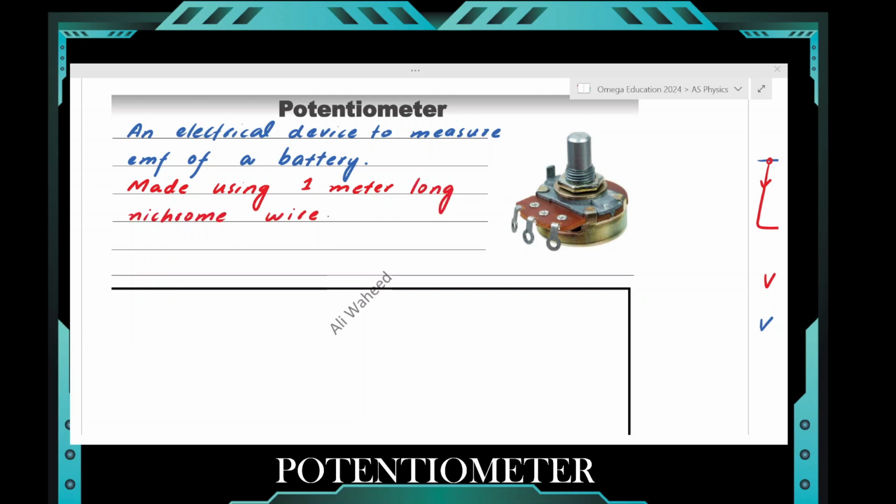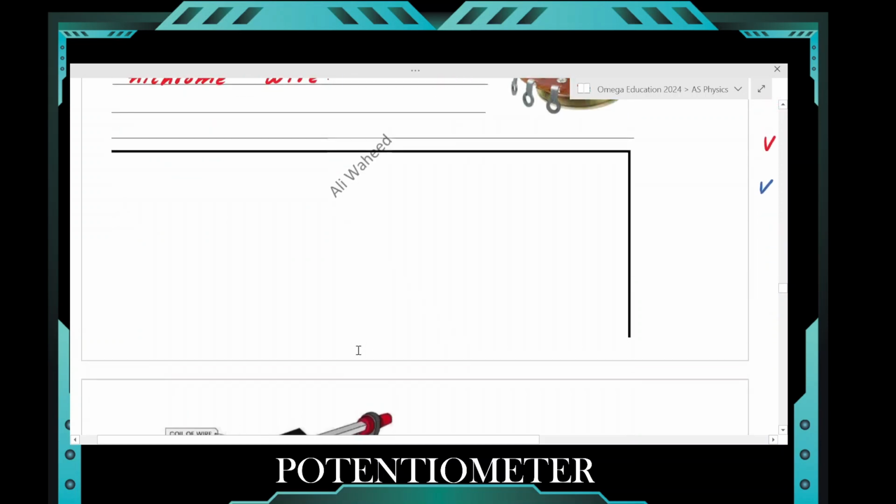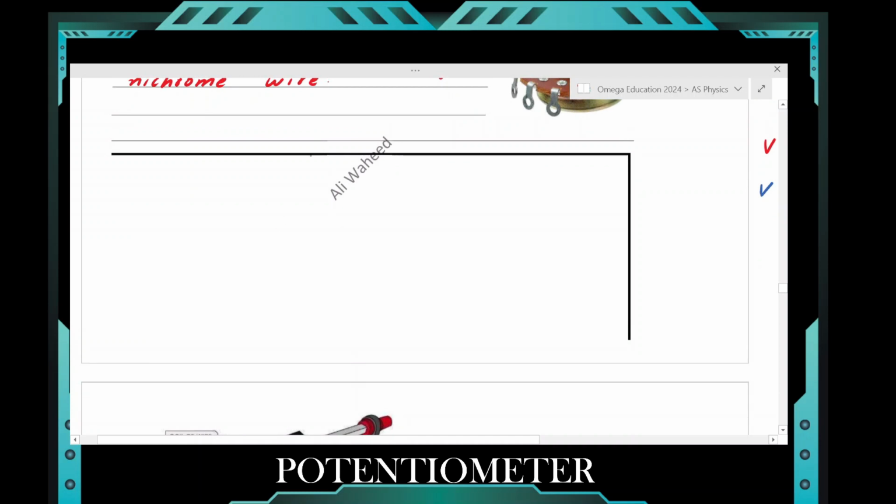Up next, I'm going to draw the simplest diagram for the potentiometer. And here we go. First of all, let me start off with the battery, the given one, a battery for which we know the EMF. And then you have a load, you can call it a resistor. It looks something like this. And let's say this is your wire, 1 meter long, from X to Y.